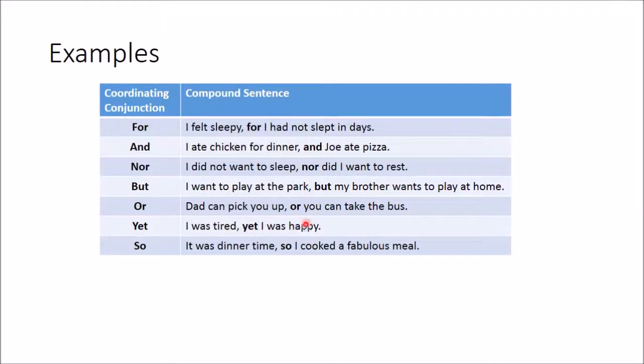If you look at each of these compound sentences, on either side of the conjunction, you have basically a complete sentence. In every case, both sides of the conjunction have a complete sentence. So that is how coordinating conjunctions work with compound sentences.